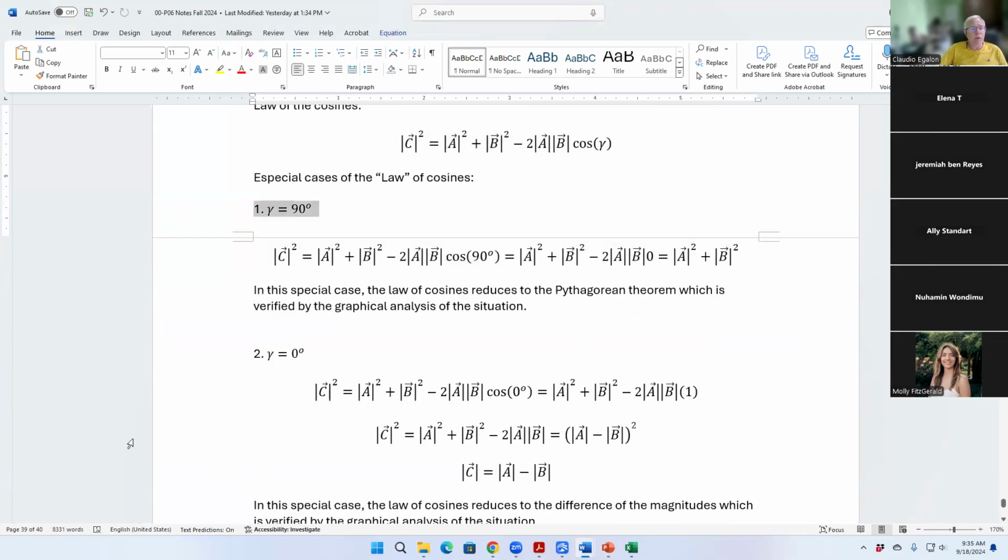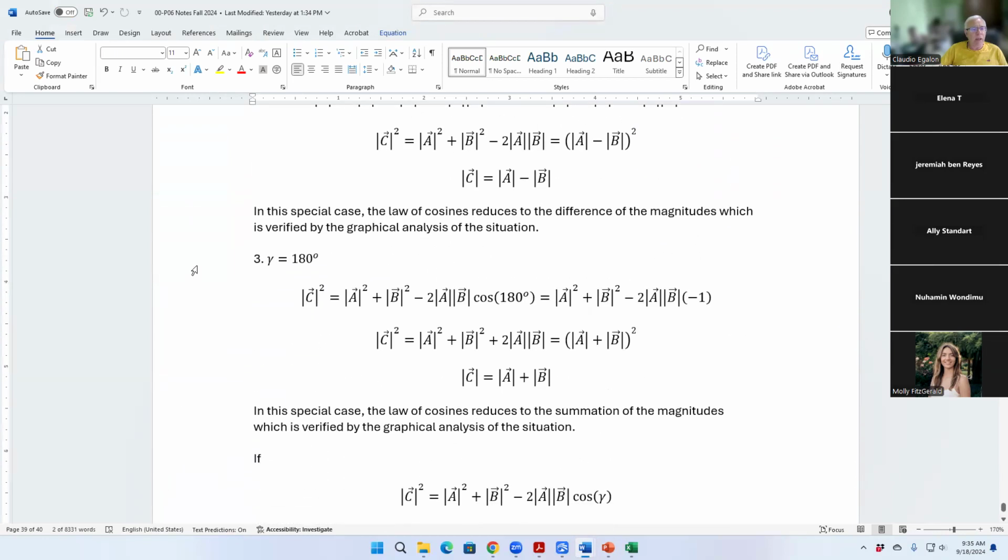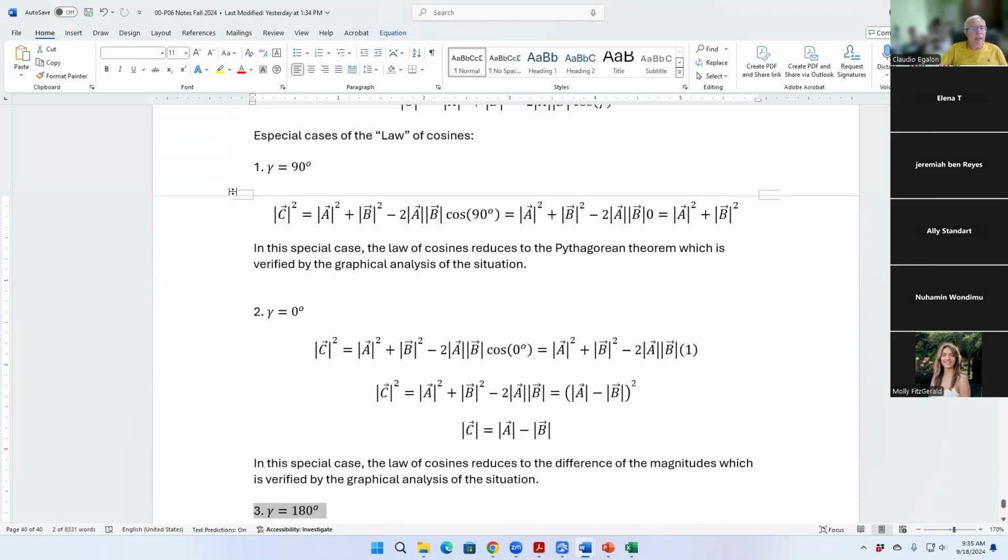Okay? And then I did the special cases of the law of cosines: gamma equal to 90 degrees, gamma equal to 0 degrees, and gamma equal to 180 degrees. Gamma equal to 90 degrees corresponds to the special case of the Pythagorean theorem. Gamma equal to 0 degrees corresponds to two vectors that are anti-parallel to each other, the difference of the magnitudes of the vectors.